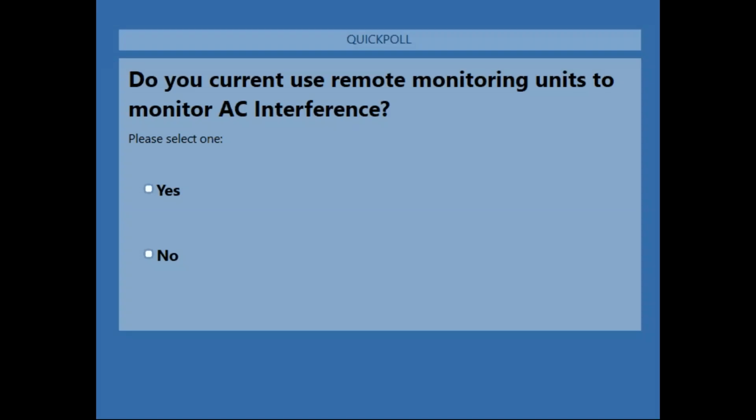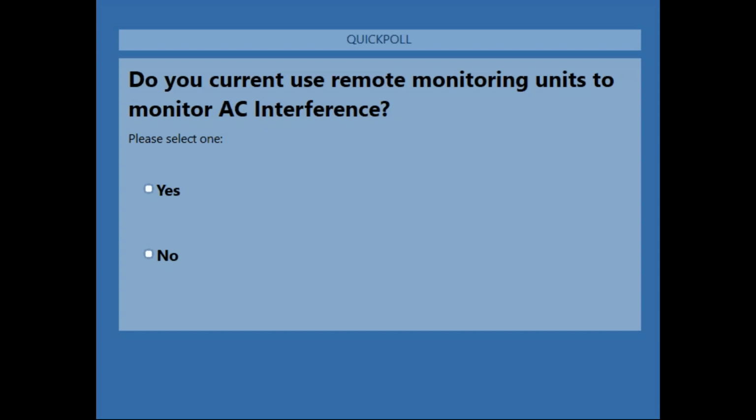So I'm going to launch this poll. Hopefully I get this right. Okay, all right, the results are coming in. It's pretty split right down the middle. We're looking at 46% yes, 54% no. Wow, 43% yes, 60% no.